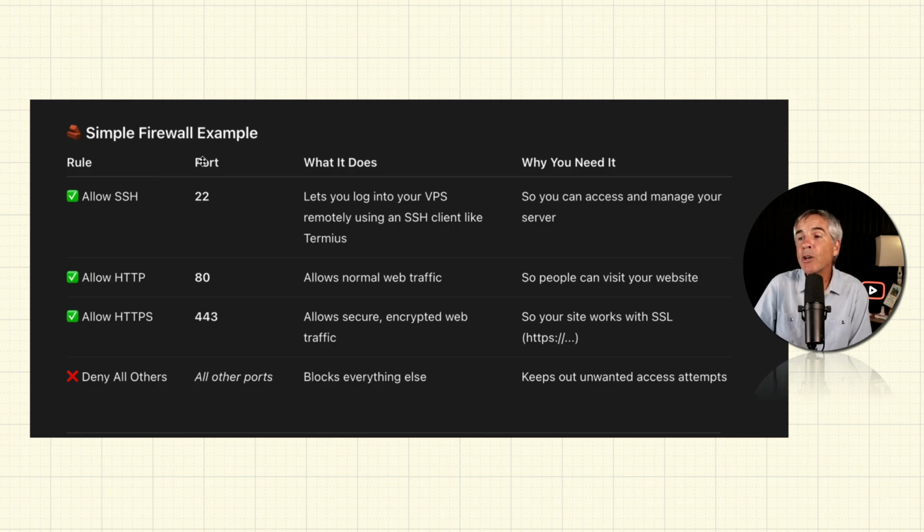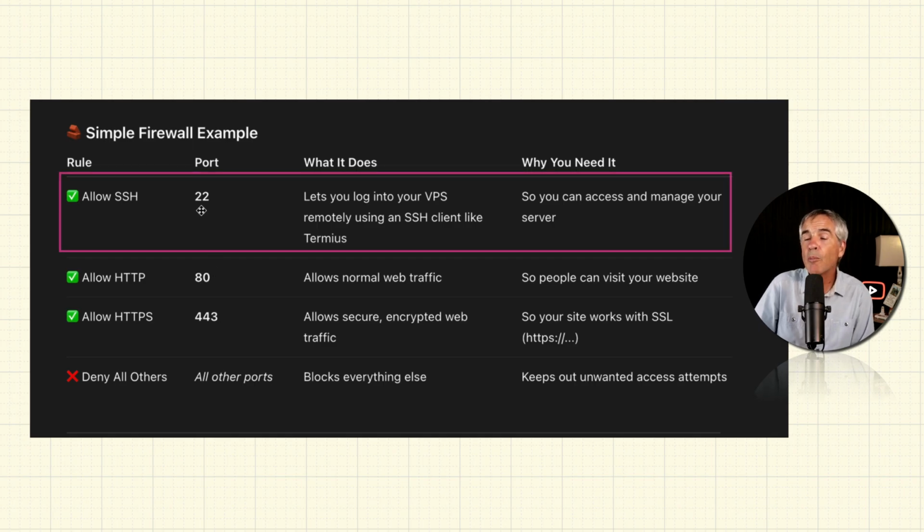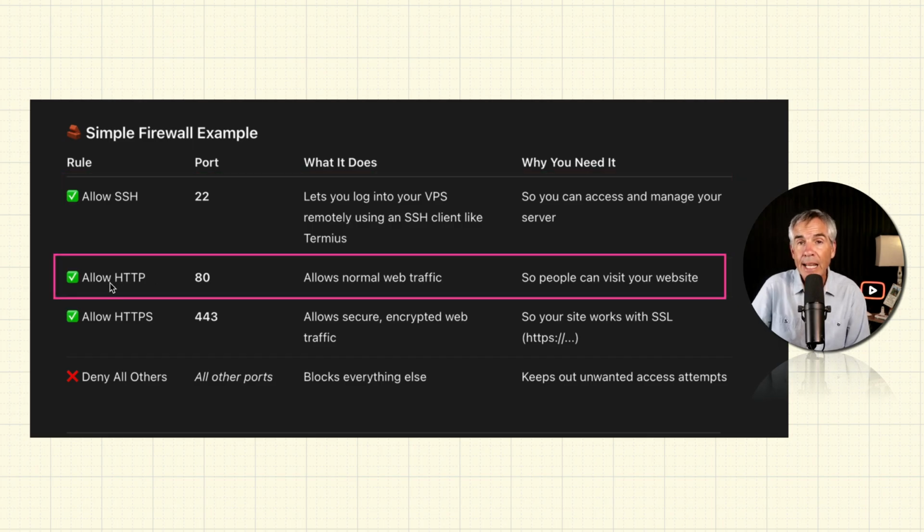Just a quick recap of the three ports that we are going to be adding rules for. Port 22 is the port that lets you log into your VPS remotely using an SSH client like Termius. And we're going to be adding port 22 first, otherwise you run the risk of actually locking yourself out of your server. Port 80 allows HTTP, or normal web traffic.